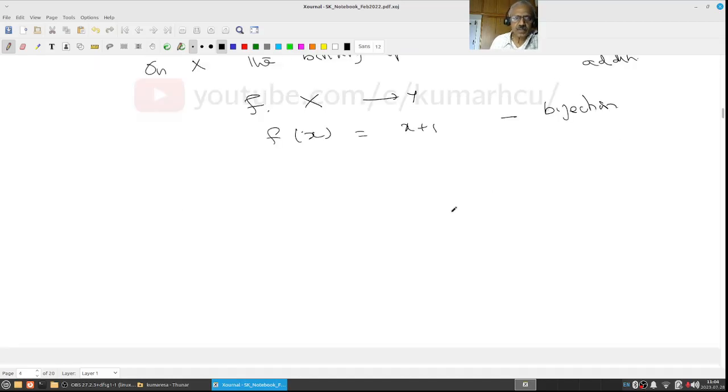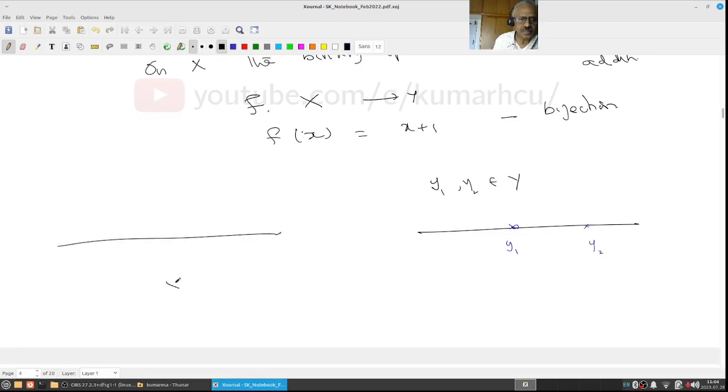Right, now let us start with y1, y2 in Y. So I have an R. This is my y1, this is my y2. Then what do I have on X? This is my X. I have x1. What is x1? x1 is nothing other than y1 minus 1, and x2 is y2 minus 1. Because f of x1 equals x1 plus 1, that equals y1, therefore my x1 equals y1 minus 1. You understand that?